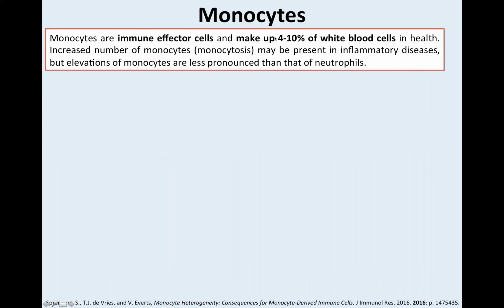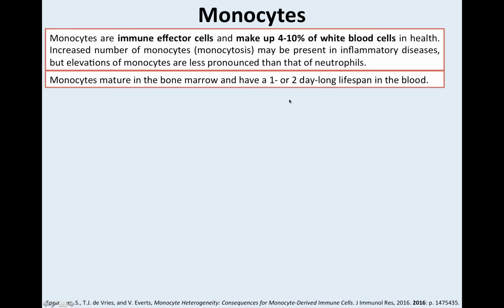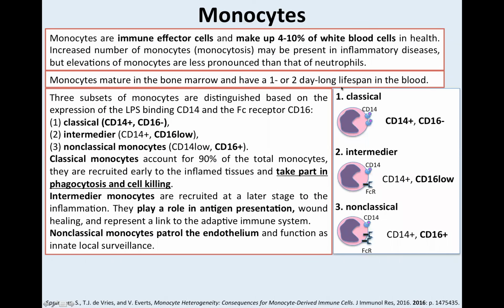Monocytes, on the other hand, are slightly larger cells, and we have much fewer of them in the blood. Only 4 to 10% is the normal proportion of monocytes. They have a longer half-life, and we discriminate 3 kinds of phenotypes of monocytes, but the great majority of them are classical monocytes, which can detect the LPS with CD14.